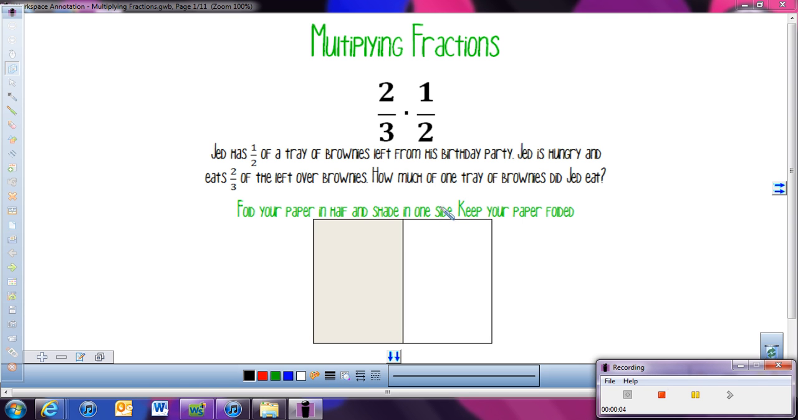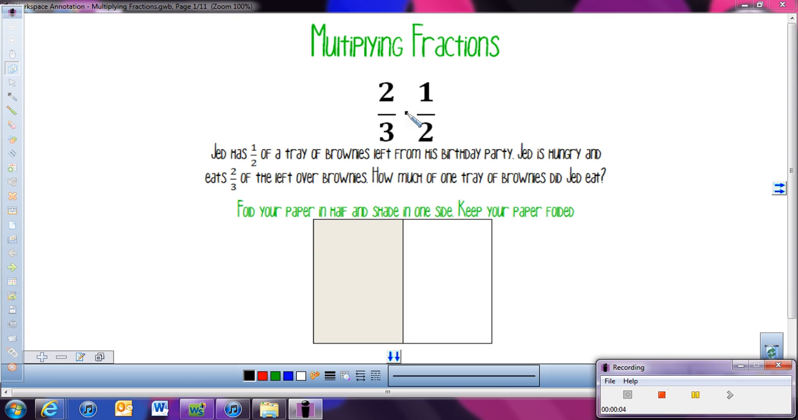So we're going to see if we can figure out how to multiply fractions by doing some paper folding and see what happens. In this first problem, Jed has half of a tray of brownies left from his birthday party. Jed is hungry and eats 2/3 of the leftover brownies. How much of one tray of brownies did Jed eat? If I were to write this out as a multiplying problem, it would look like this: 2/3 times 1/2, or 2/3 of 1/2. The word "of" always means multiplying.